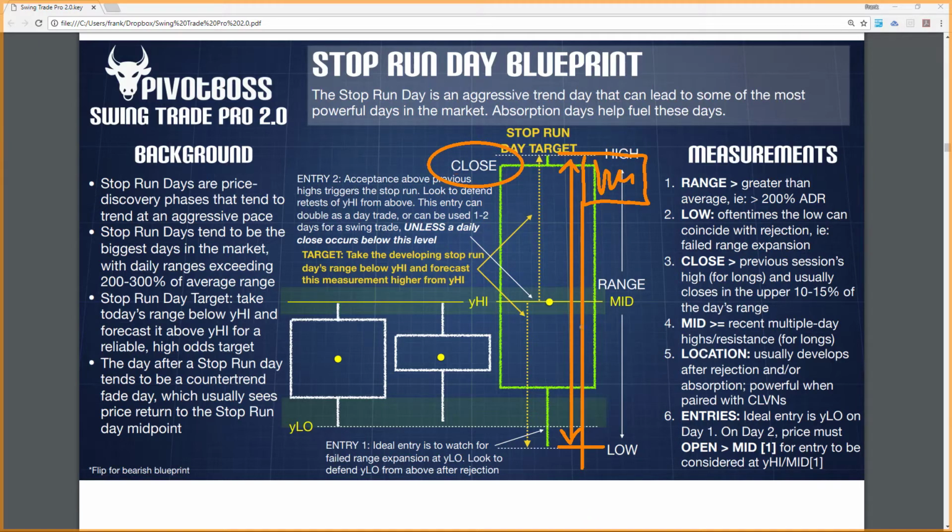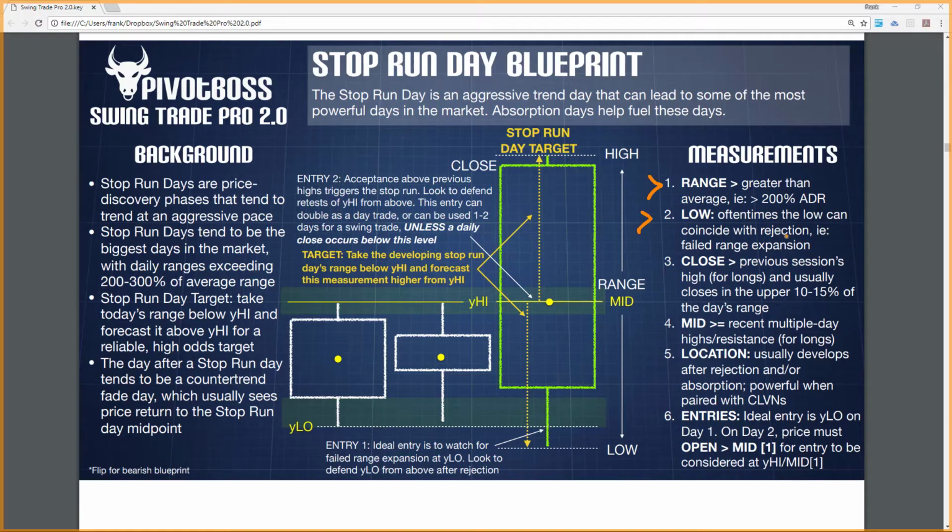So what I usually mention to our traders in the trading room is that if we get a push through this zone, hold on to it for the rest of the day as long as it holds above that mid, because by the end of the day it's going to likely close near the highs of the day. And so you can maximize that move throughout the session till you hit that stop run day target. So the range is greater than 200% of ADR.